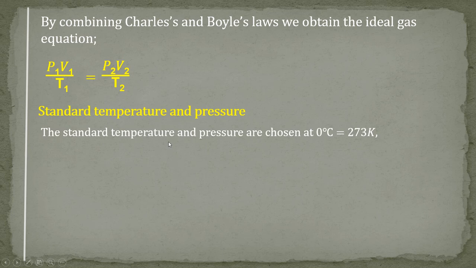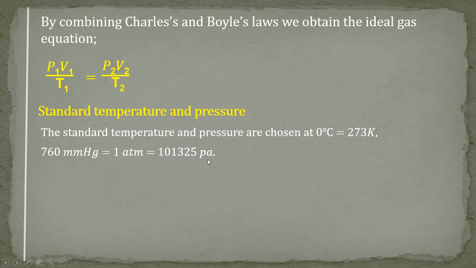The standard temperature and pressure are always chosen as 0 degrees Celsius, which is equal to 273 Kelvin. And what is the standard pressure? 760 millimeters of mercury, which is also equal to 1 atmosphere, or 101,325 pascals. Pascals can also be referred to as newtons per meter squared, so the units are the same. 1 pascal is equal to 1 newton per meter squared.